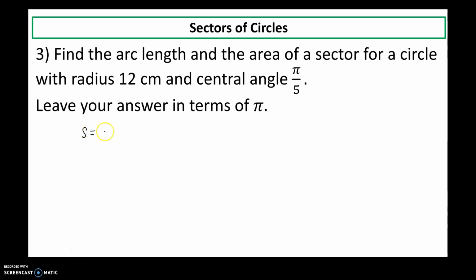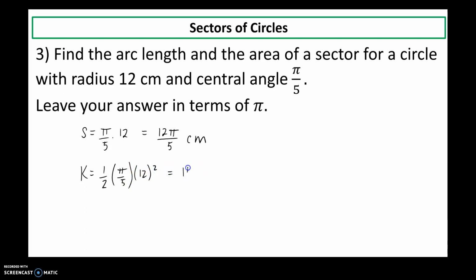So for arc length, it's just central angle, theta, times radius. Okay, so this one is already simplified: 12 pi over 5. Arc length is part of the circumference or the perimeter, so our units for arc length would be centimeters. Area, 1/2 theta r squared.